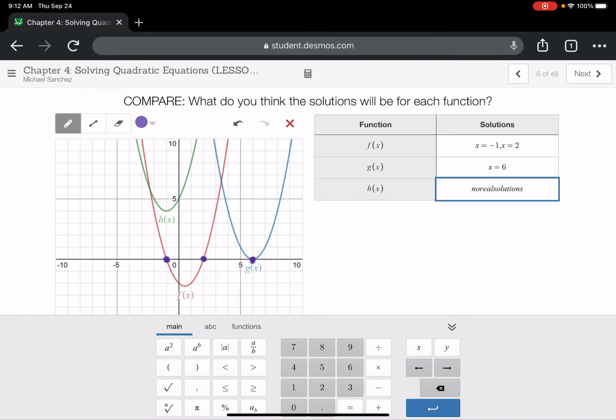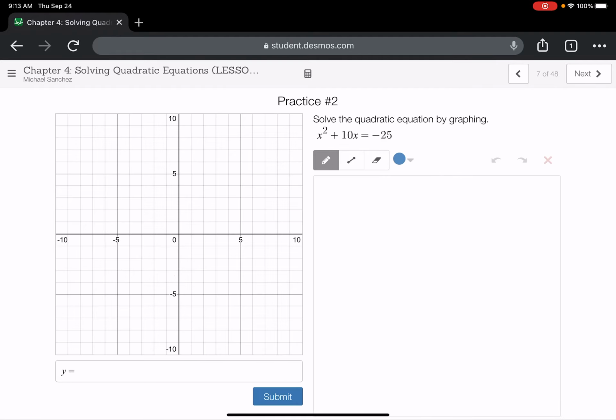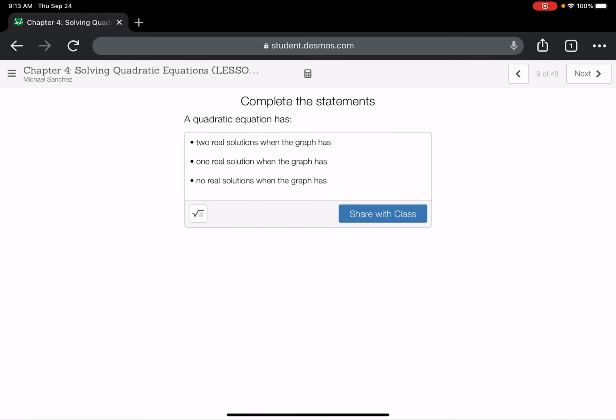No real solutions because it does not cross the x-axis. All right, so we should know that a quadratic equation will have two real solutions when the graph has two x-intercepts. The quadratic equation will have one real solution when the graph has one x-intercept. And the quadratic equation will have no real solutions when the graph has no x-intercepts.